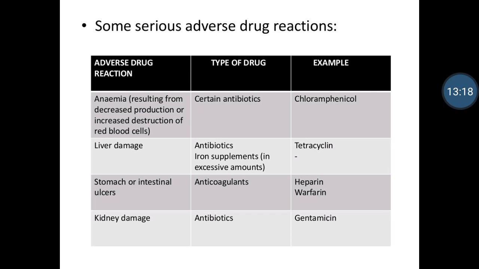Then kidney damage is caused by the combination of two drugs, antibiotics and gentamicin. If you take gentamicin and antibiotics simultaneously or concomitantly, they directly damage your kidney. Many studies show that if any drug, like over-the-counter drugs, is taken for a long time without a doctor's prescription, it may also damage your kidney. That is the major serious adverse drug reactions, which are very complicated.